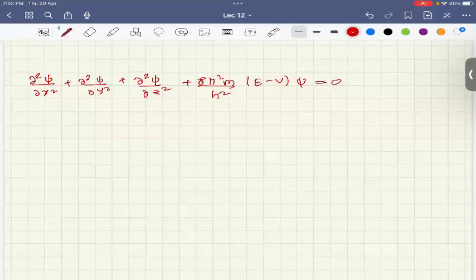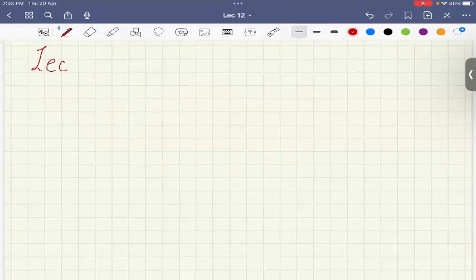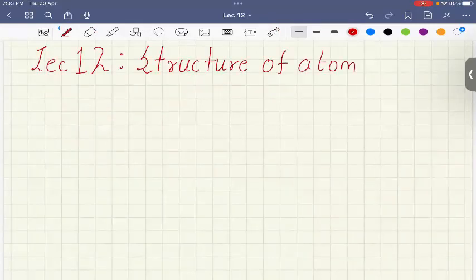We also studied that this expression could also be written in the form H psi is equal to E psi, where H stands for the Hamiltonian operator. And we also studied the significance of the Schrodinger wave equation. So today we are going to build upon that. This is lecture 12, Structure of Atom.